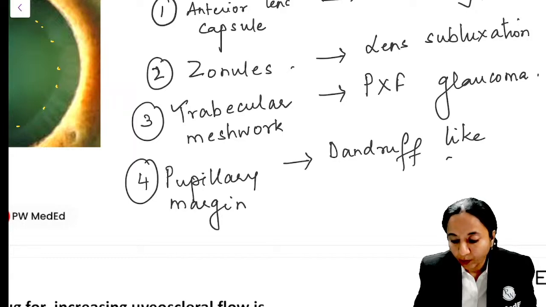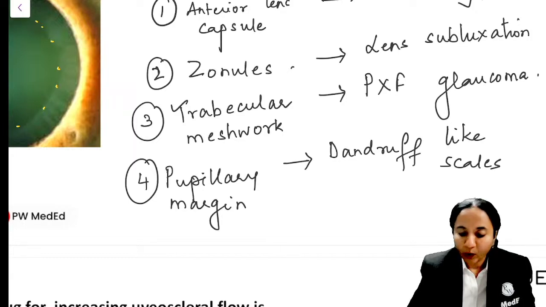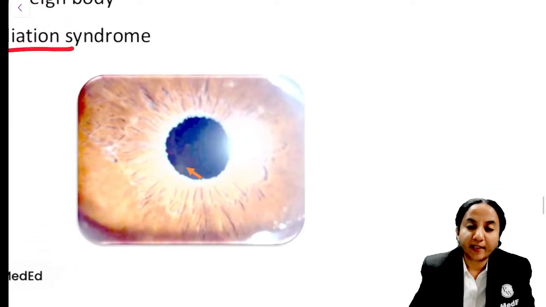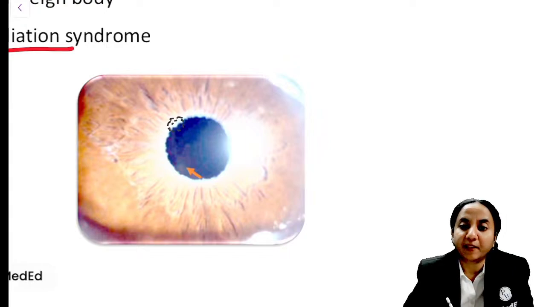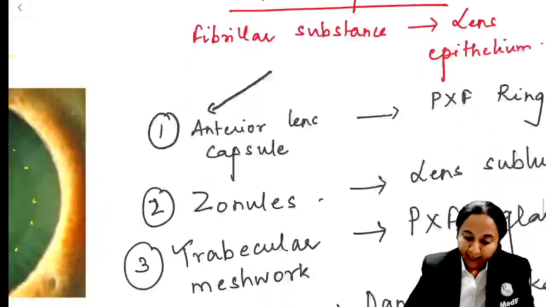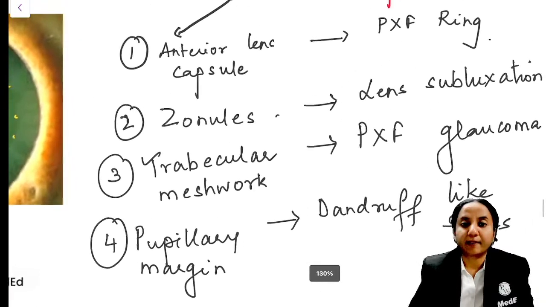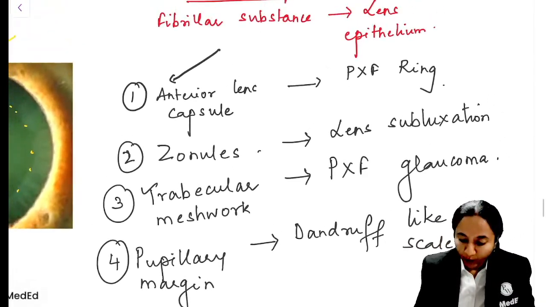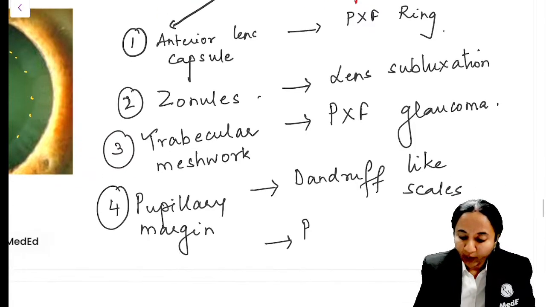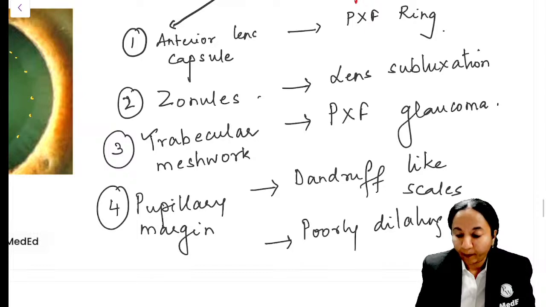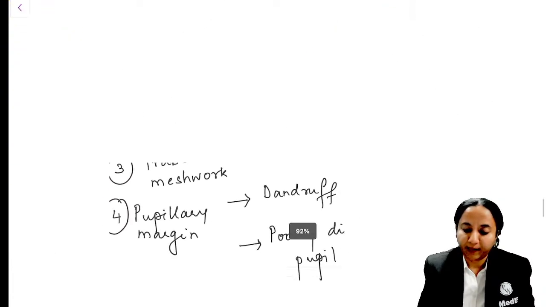Dandruff-like scales, which you saw in this image. See in the image that was given to us in the question, these white dots here at the pupillary margin, these whitish or dandruff-like scales at the pupillary margin, this is suggestive of PXF material. And also, because of the deposition in the pupil, you may have a poorly dilating pupil. The pupil will not dilate well. These are also features of PXF syndrome.